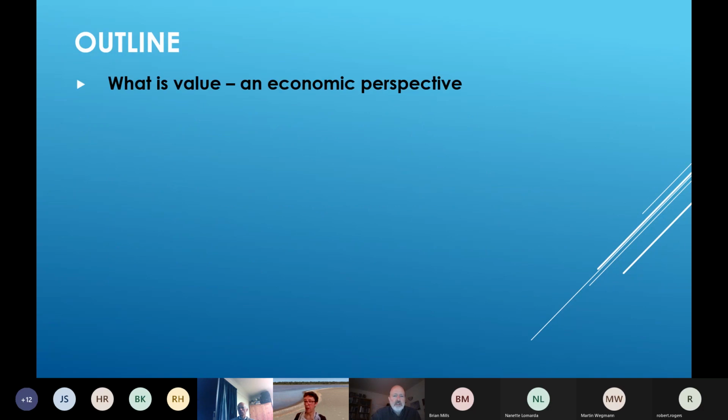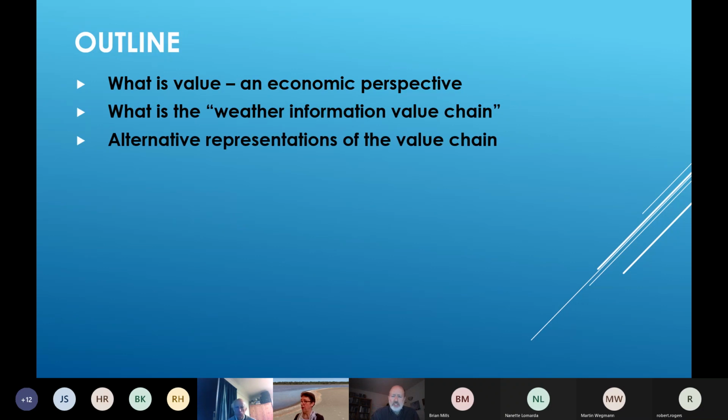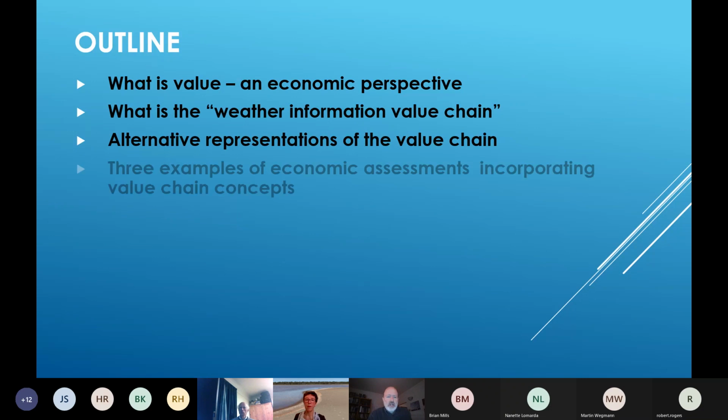The talk, I'm going to talk a little bit about what value is, a very short economic perspective, what the value chain is, go through a little bit more depth on how I've kind of thought about that, put up a couple different representations of the value chain. I think we'll see quite a few of those over the next 12 hours.